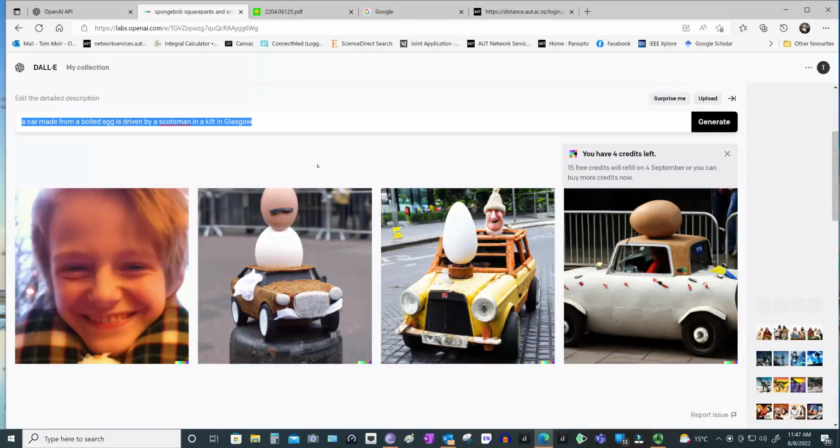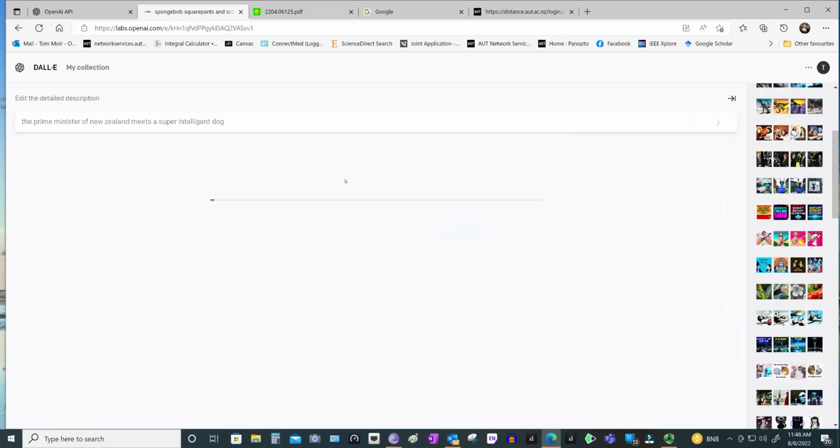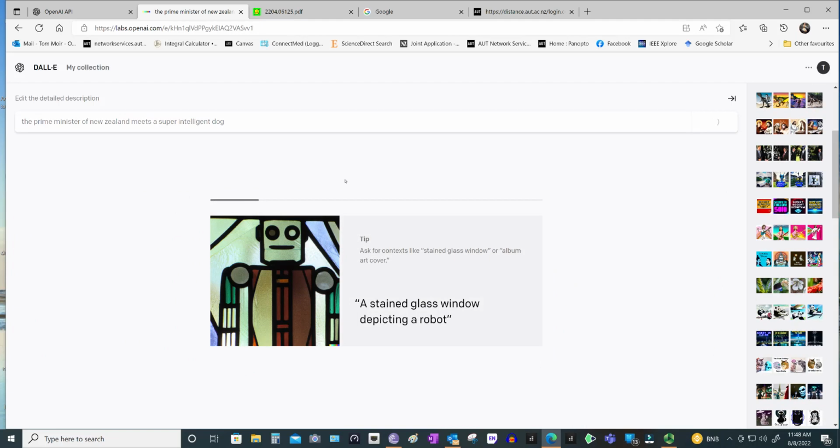We'll do something else like the Prime Minister of New Zealand meets a super intelligent dog. Let's see what that comes up with. Hopefully it won't complain about it. No, it didn't. Good. So let's see what it comes up with for that one.